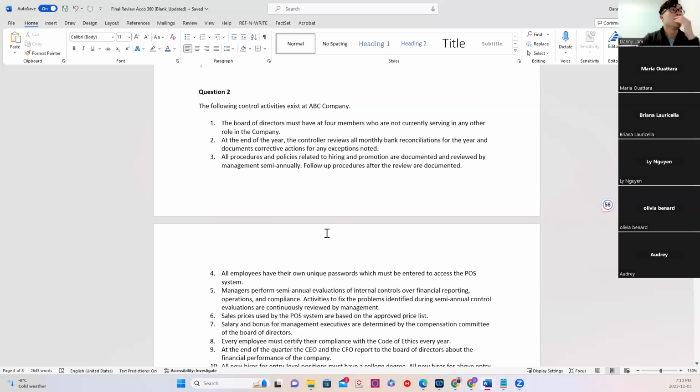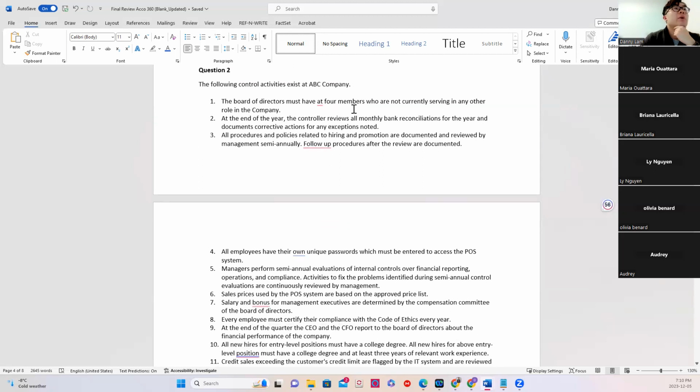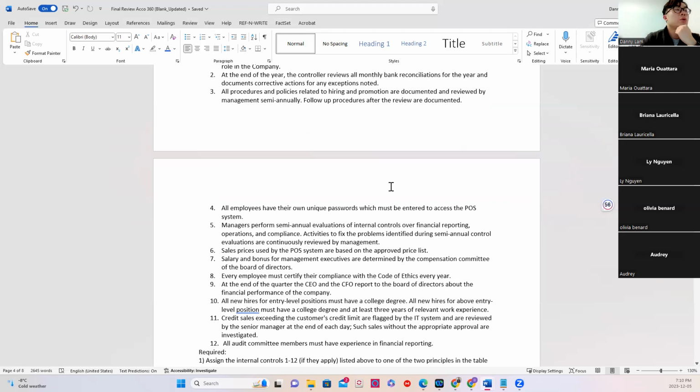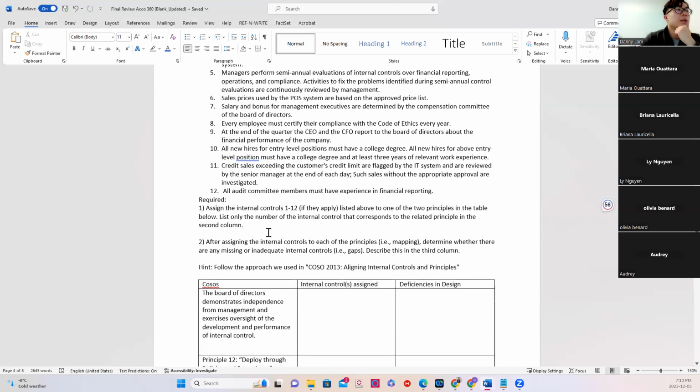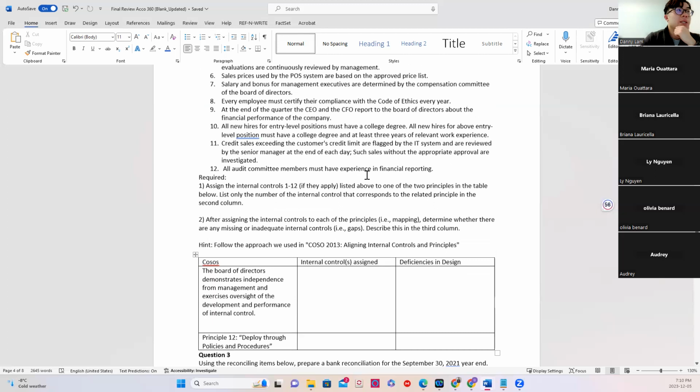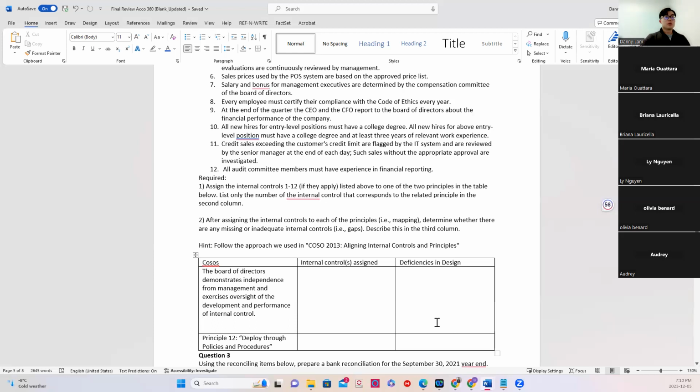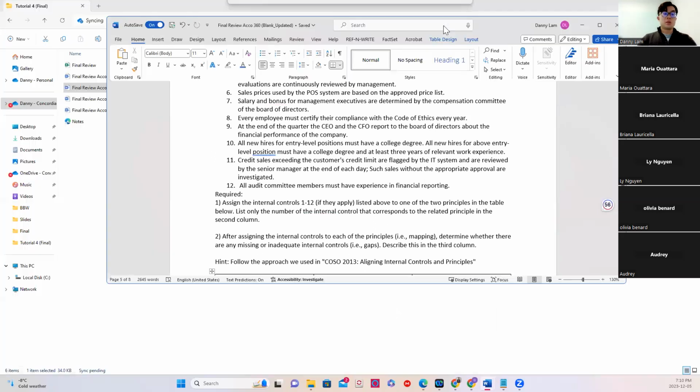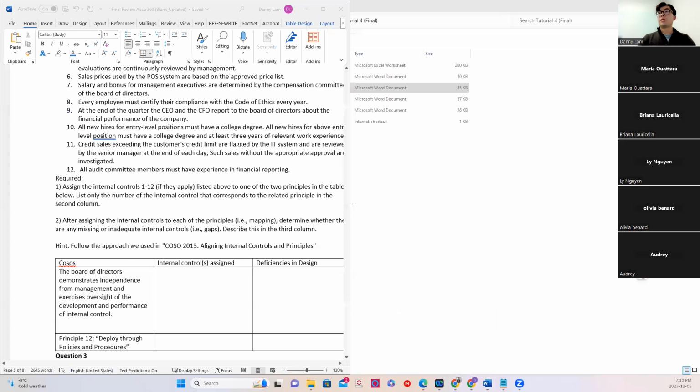Okay. The following control activities exist. The board of directors must have 4 members who are not currently serving. So what you have to do is assign their internal controls 1 to 12. You would put these internal controls into here, and then you would have to say what the deficiencies in design are. That's not in the case here. That's the thing you're going to have to learn. So I'll just put the table here so you guys could see it at the same time as me.